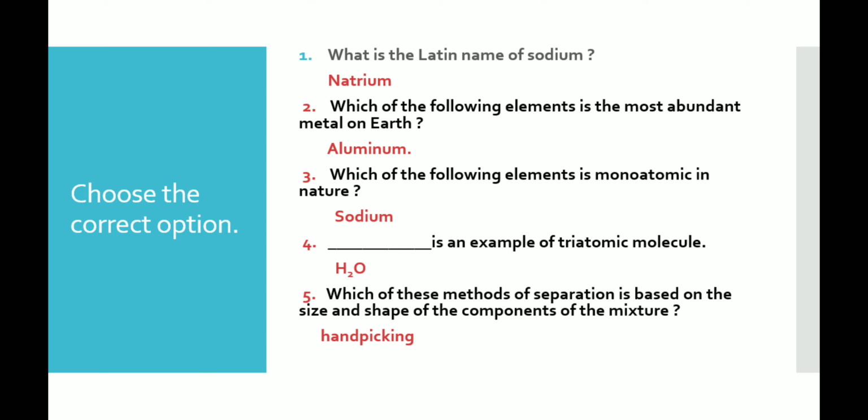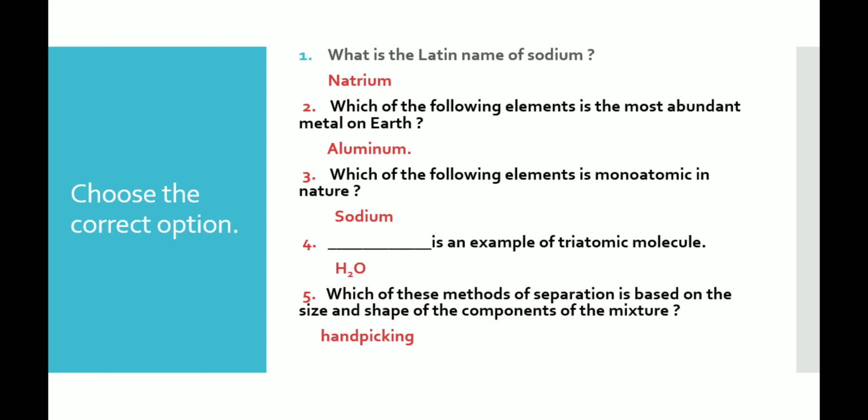Now question number 2. Which of the following element is the most abundant metal on earth? The options are given: iron, sodium, aluminum, and calcium. The option number 3, that is C, aluminum, is the correct one.